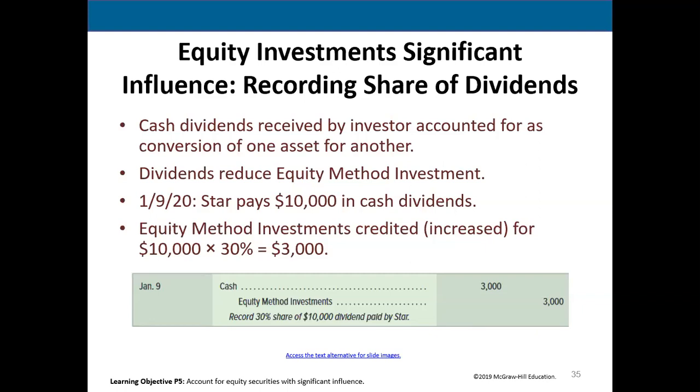Now on 1/9, STAR pays a total $10,000 cash dividend to all their shareholders. So how much cash will Micron be getting? 30% of the $10,000, or $3,000. They're going to debit cash for $3,000, but they don't credit dividend revenue. No, they credit their investment account. They already recorded revenue as the net income was being made that allowed for this dividend to be paid.